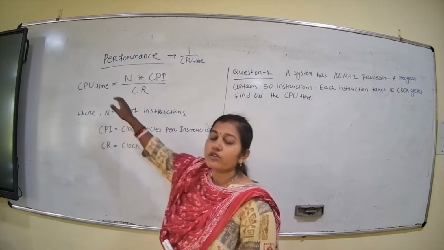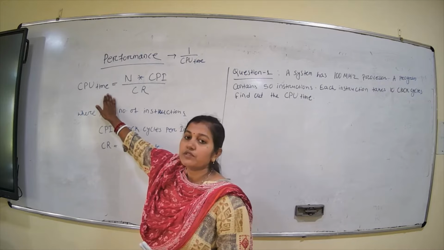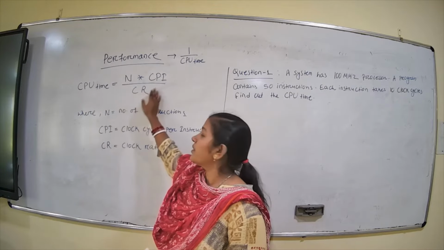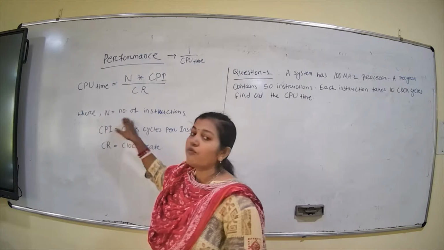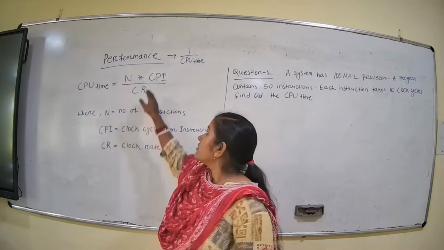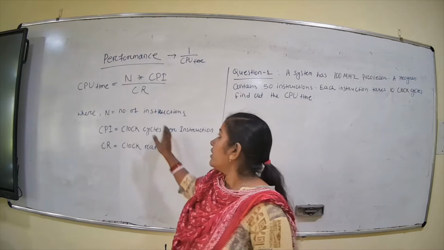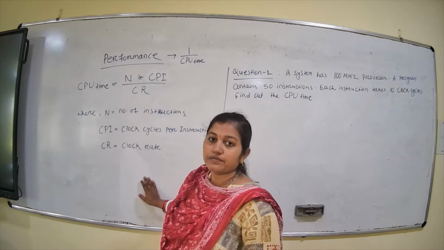Now how to calculate the CPU time? CPU time is equal to N into CPI by CR. What is N, CPI and CR? N is the number of instructions, CPI is clock cycles per instruction, and CR is clock rate.